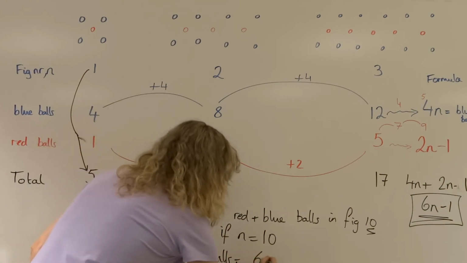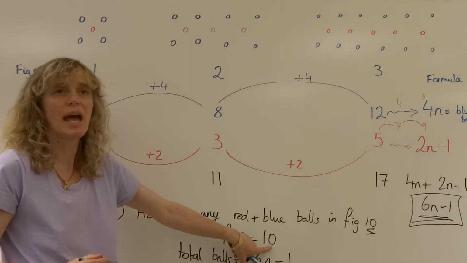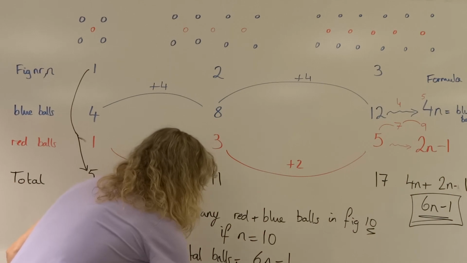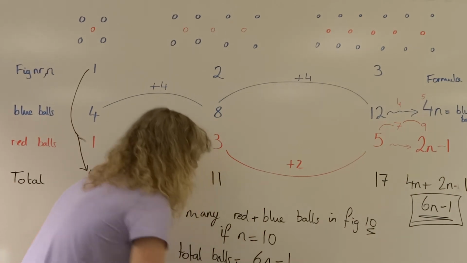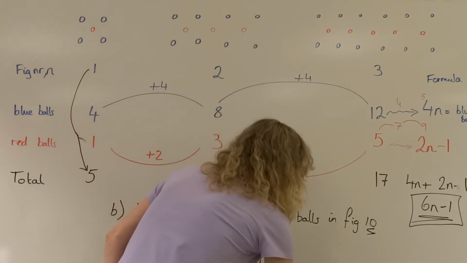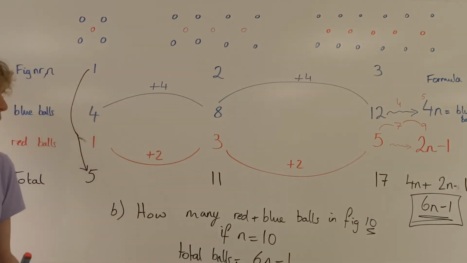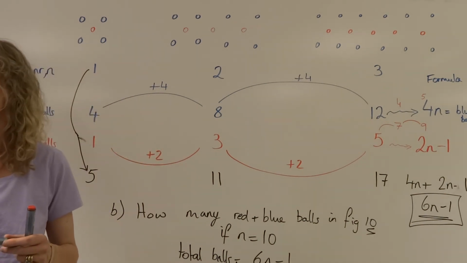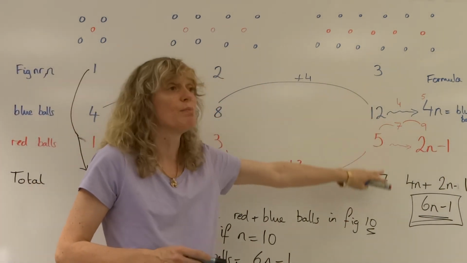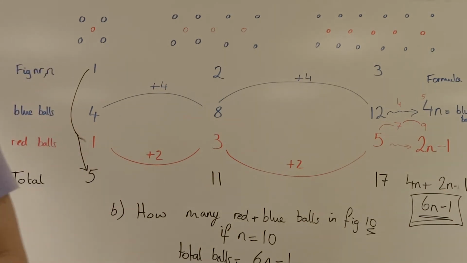is 6 times n minus 1. Wherever we see n, we put in the number 10 because we're trying to work out how many balls in figure number 10. Equals 6 times 10 minus 1. 6 times 10 is 60. 60 minus 1 is 59. So in figure number 10, there would be 59 balls. Okay? And practicing a little bit on how to make these formulas is very good practice. You'll see more and more of it in year 8 and year 9 as well.